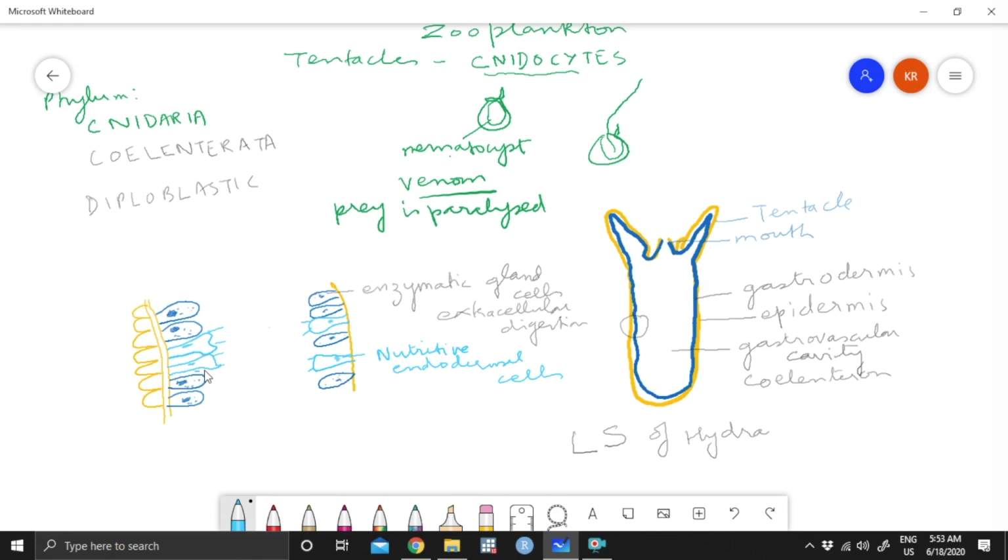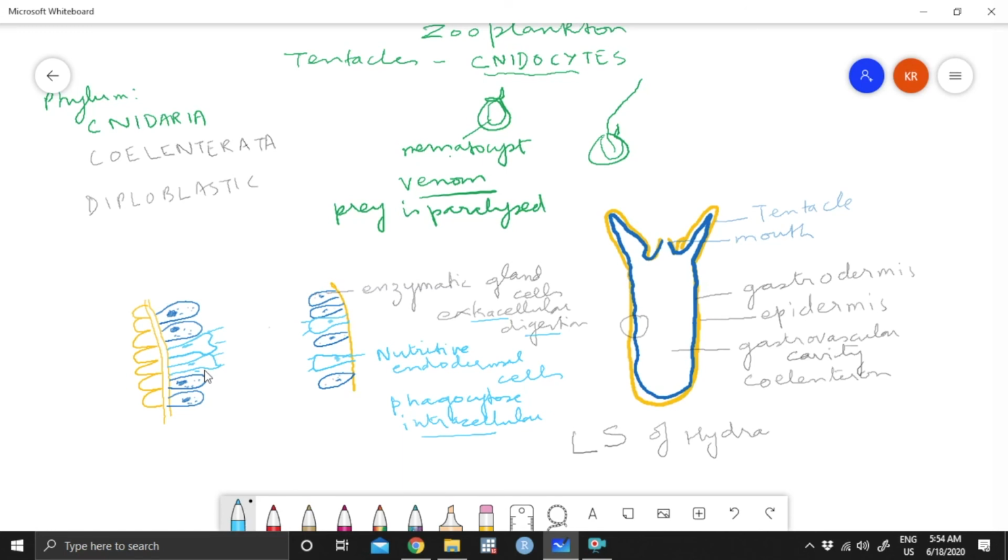So what do the nutritive endodermal cells do? They phagocytose whatever food has not been digested. They will grab it inside and take it inside them, digest it, and that gets absorbed in the rest of the body. So this is involved in intracellular digestion. So this is a unique example where the animal is digesting by both ways, extracellularly and intracellularly.